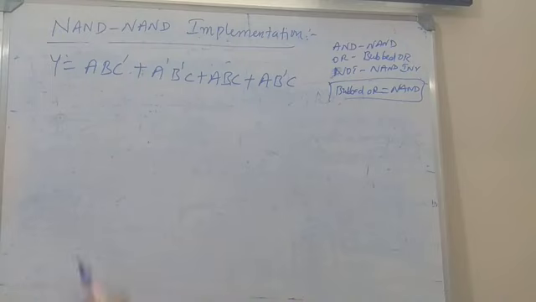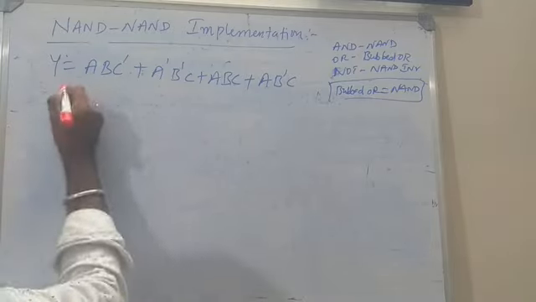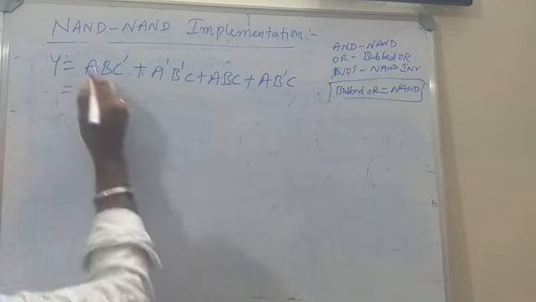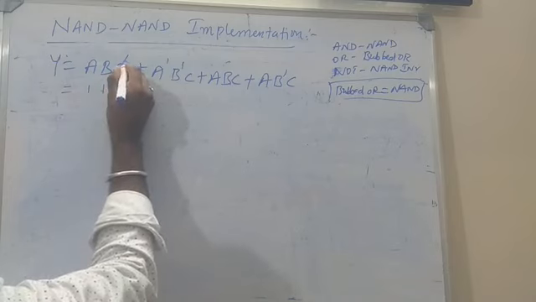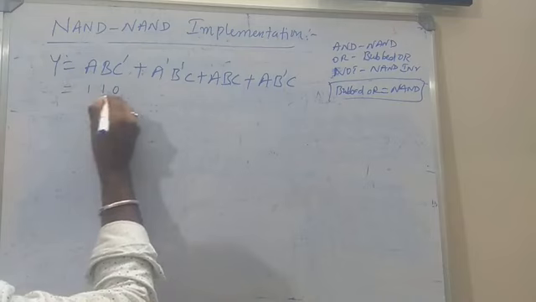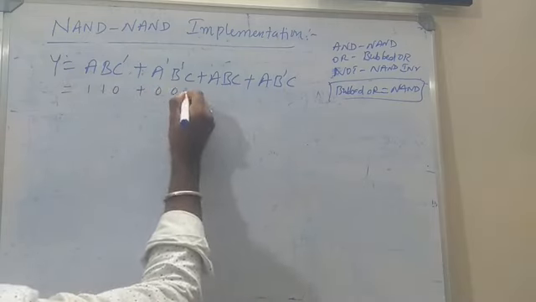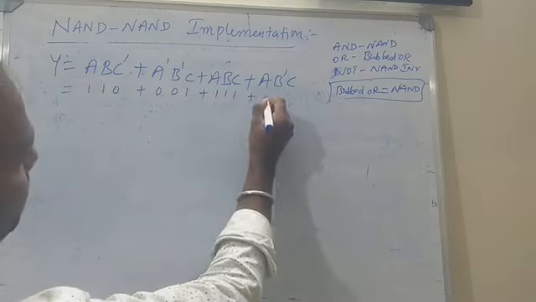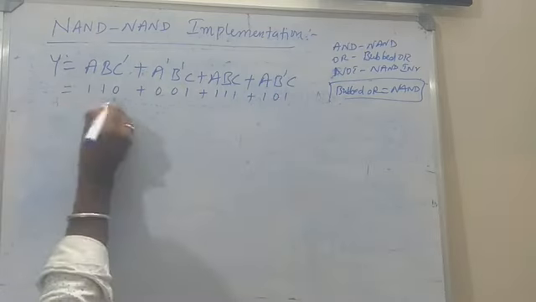Now I am going to explain minimization by using K-map. Here there are 3 input variables. A indicates 1, B indicates 1, and C bar indicates 0, so 1 1 0. Plus A bar indicates 0, B bar indicates 0, and C is 1. Plus A B C, all are 1, 1 1 1. Plus A indicates 1, B bar indicates 0, C indicates 1. So what is the decimal equivalent for these?